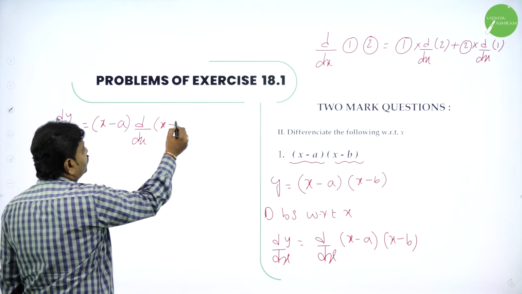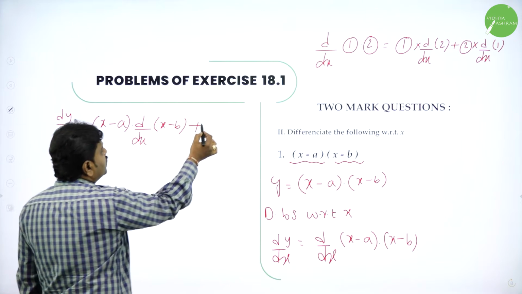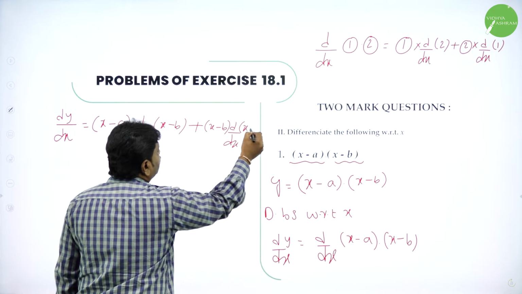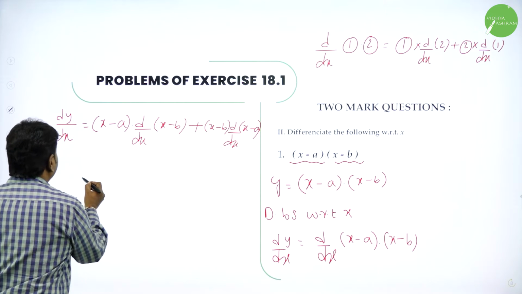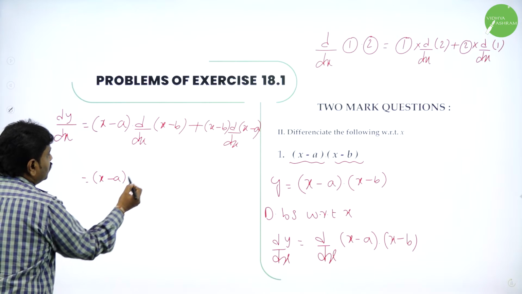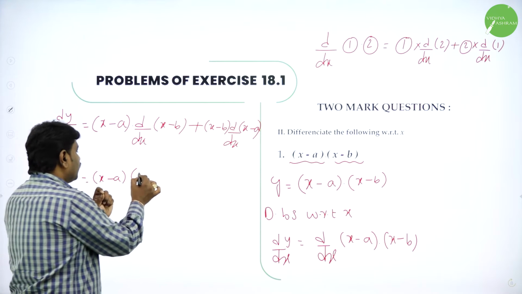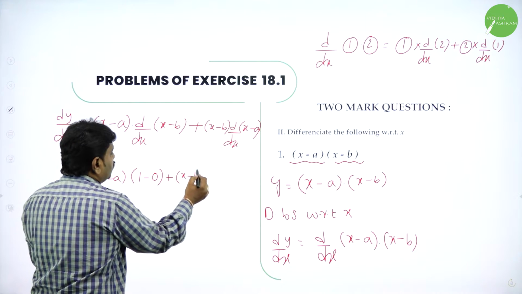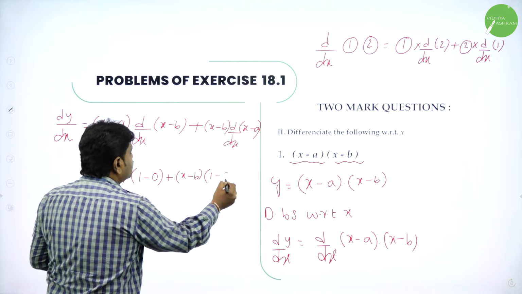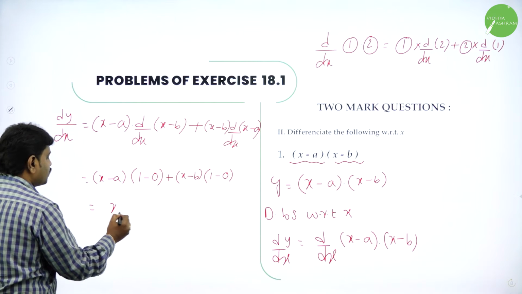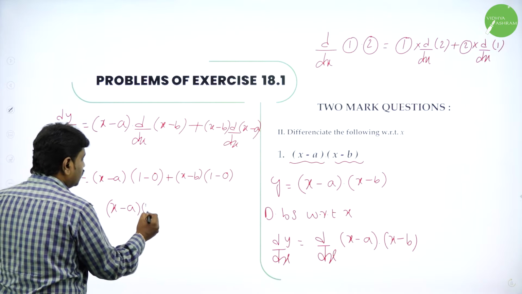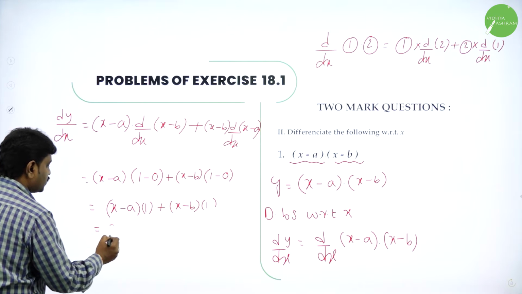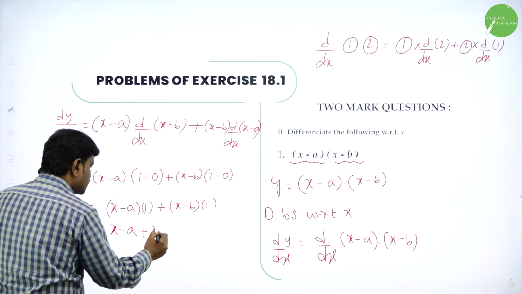First into derivative of second plus, in the formula, second into derivative of first. x minus b into d by dx of x minus a. So now simplify this. x minus a into, what is d by dx of x? Derivative of x is 1. d by dx of b is what? 0. Plus x minus b into, what is derivative of x? 1 minus 0. So it will become x minus a into 1 plus x minus b into 1. That is x minus a plus x minus b.